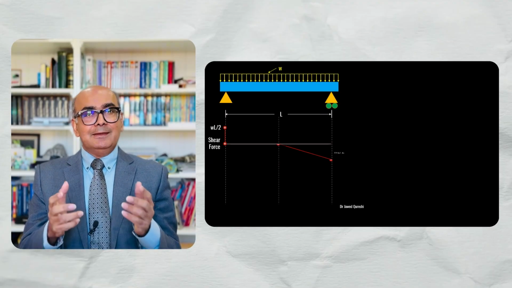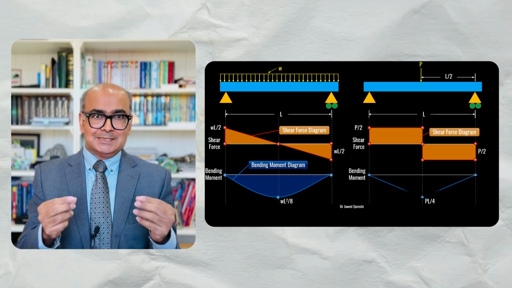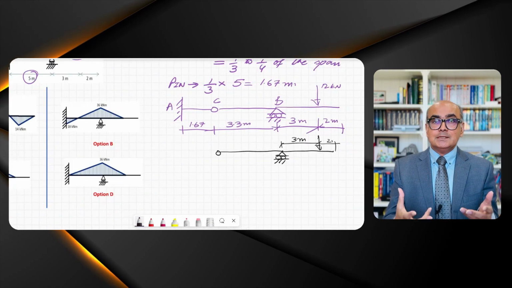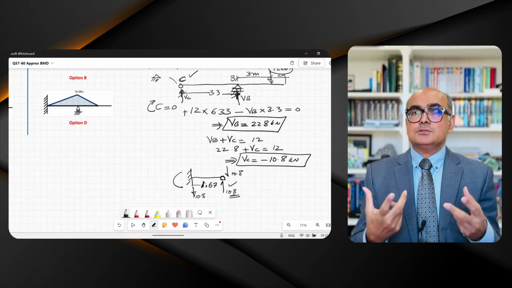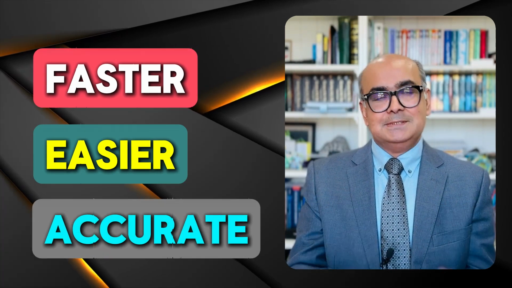Want to quickly sketch an approximate bending moment diagram without getting bogged down in complex calculations? In this video, I will show you how to draw the most feasible bending moment diagram for any load case using simple calculations and a bit of structural intuition. It's faster, it's easier, and still accurate enough for most practical purposes.